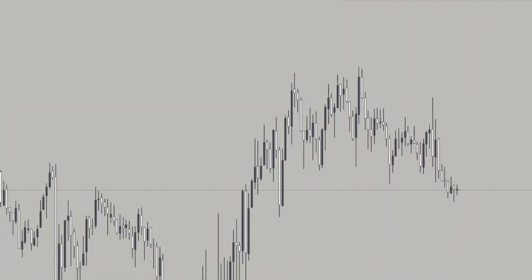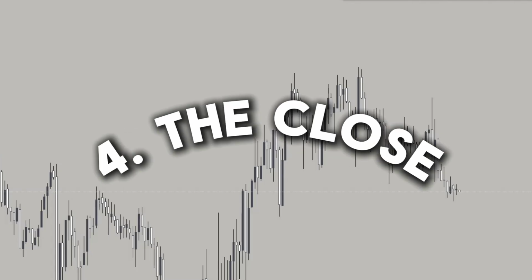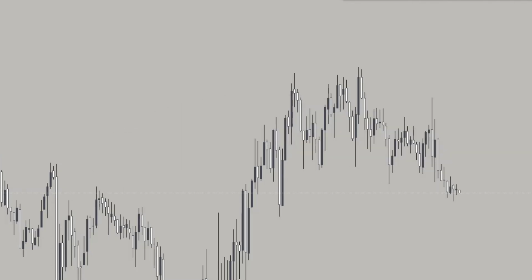Each candlestick on a chart is more than just a shape on your chart. It's a story. Every candle shows 4 important pieces of information. It shows the open, the high, the low, and the close. That's the battle between buyers and sellers.